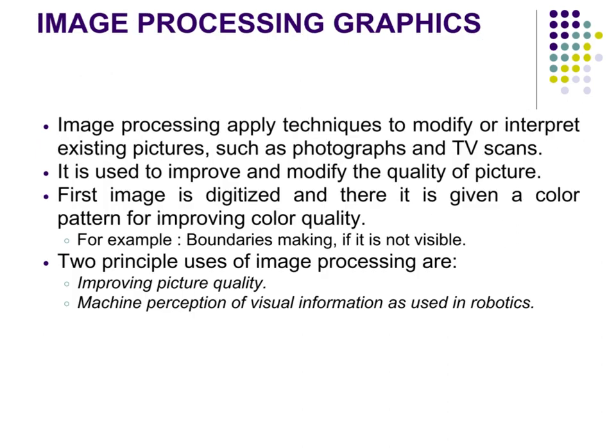Now the third one is image processing graphics. Image processing applies techniques to modify or interpret existing pictures such as photographs and TV scans. It is used to improve and modify the quality of a picture. First the image is digitized and a given color pattern is applied to improve color quality, for example, making boundaries visible if they are not visible. Two principal uses for image processing are improving picture quality and machine perception of visual information, as used in robotics.